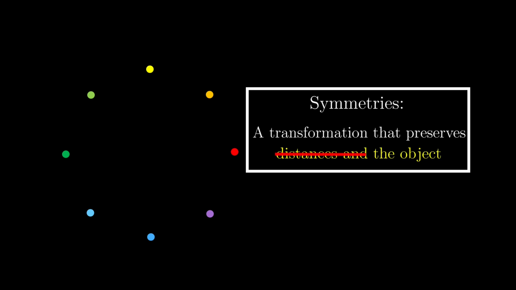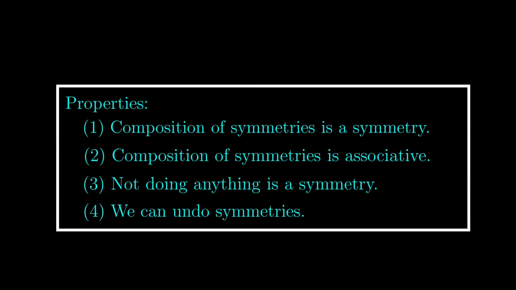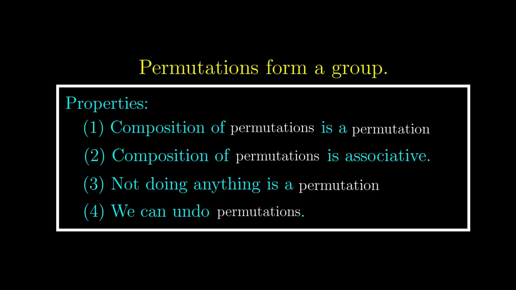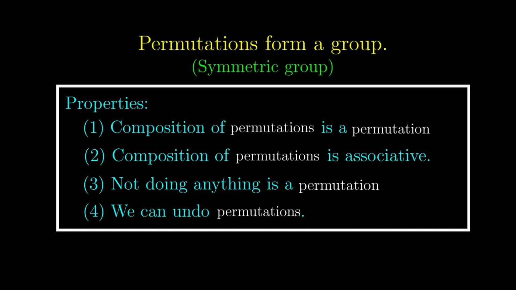After all, if we discard the notion of distances, then a permutation like this one would preserve the object, just that the object in consideration is the collection of the 8 vertices. And in fact, all the core properties of symmetries as discussed in the first video would also hold if you replace the word symmetry by permutation. Hence, the permutations would form a group. But for some reason, it is confusingly named symmetric group, even though it is not about symmetries.